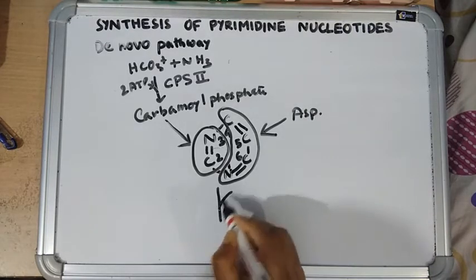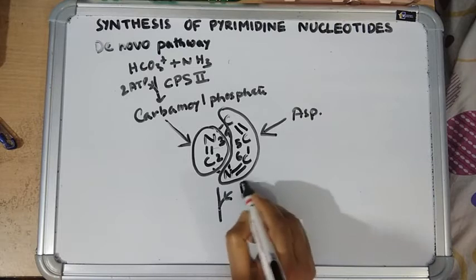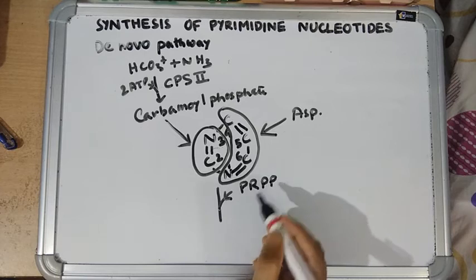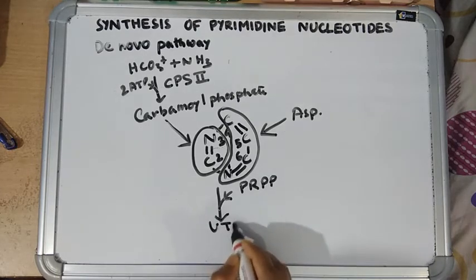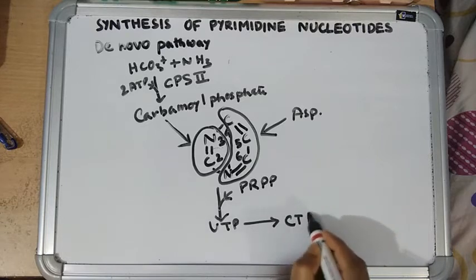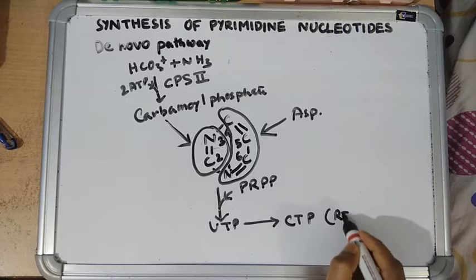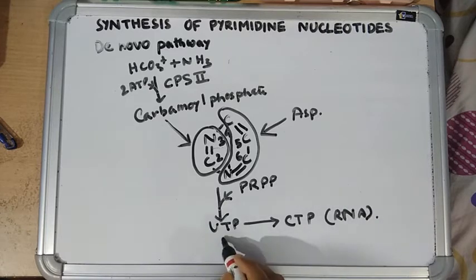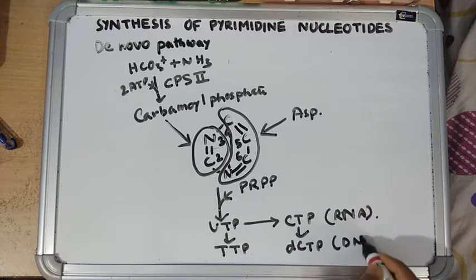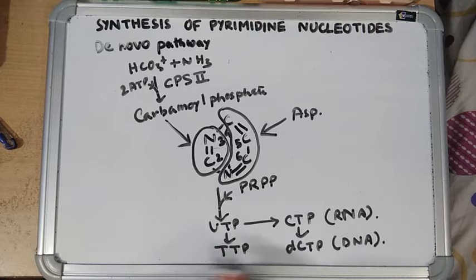Now, this pyrimidine ring takes up ribose phosphate from phosphoribosyl pyrophosphate to form UTP, uridine triphosphate. From UTP, we get CTP. This is for RNA. Then, from UTP, thymidine triphosphate, and from CTP, deoxycytidine triphosphate are synthesized for DNA. So in this video we will discuss up to formation of UTP and CTP.